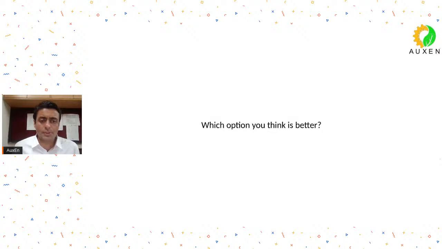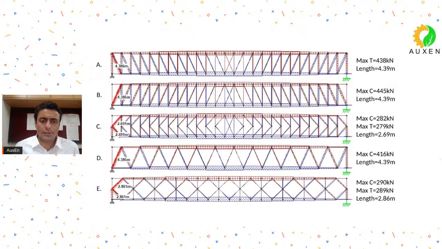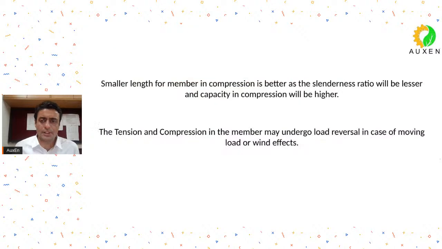So which option do you think is better? Before moving ahead, which option seems to be better? No one thinks any type is better. Yes, C and E seem to be the better types right now, which is C, the K type, and E, Bailey's.